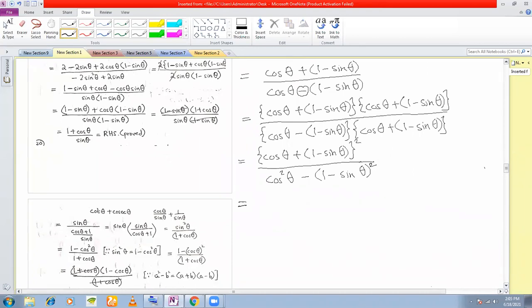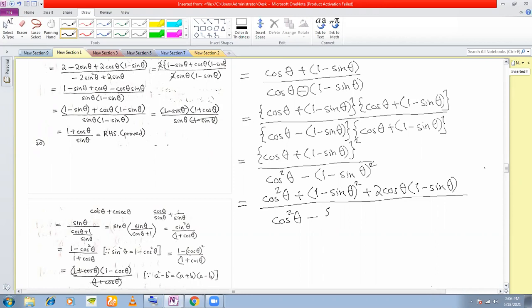Fine. So now the numerator we expand now by (a plus b) whole square. So you get a square, which is cos square theta, plus b square, (1 minus sine theta) square, plus twice ab. Divided by cos square theta minus, now (1 minus sine theta) whole square also we expand. So you get 1 plus sine square theta minus 2 sine theta.